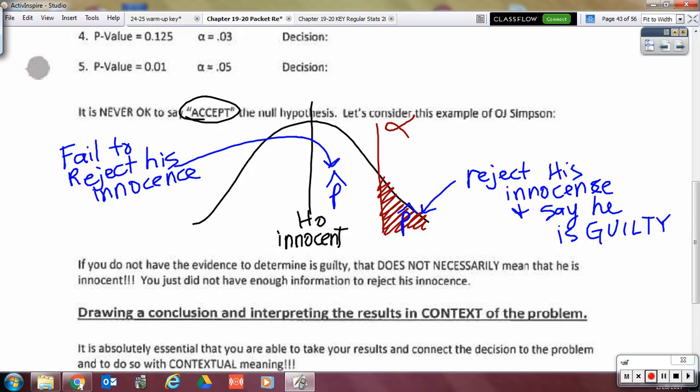Do you hear me? This is huge. I did not have enough evidence. I failed to reject his innocence. And that does not mean he is innocent. I just didn't have enough evidence to say he's guilty. See, just because I failed to reject his innocence doesn't mean the null hypothesis is true. That's why you cannot say I accept the null hypothesis or the null hypothesis is true. You can never, ever, ever say that.